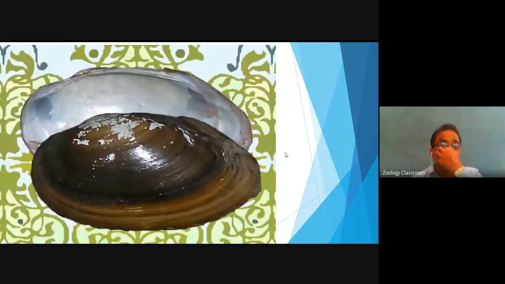So, how do the right and left shell appear? Internal structure, scar of anterior adductor muscle, scar of posterior adductor muscle. This is the anterior tooth, this is the posterior tooth, this is the pallial line, and the hinge ligament. Okay, so this is what we have already discussed.